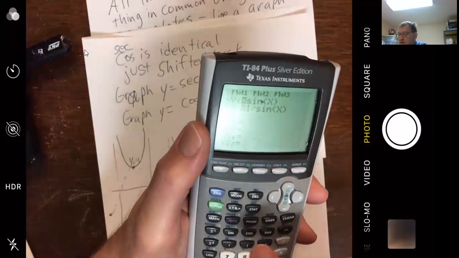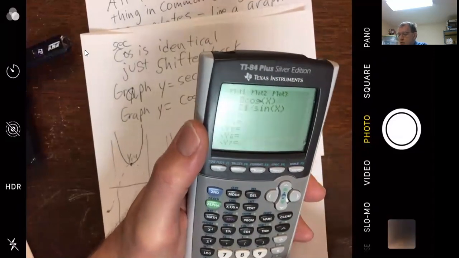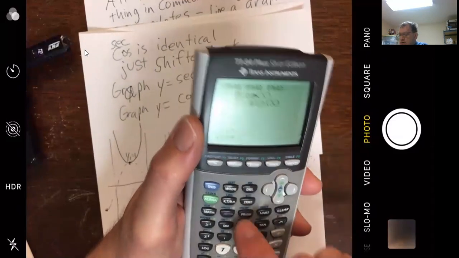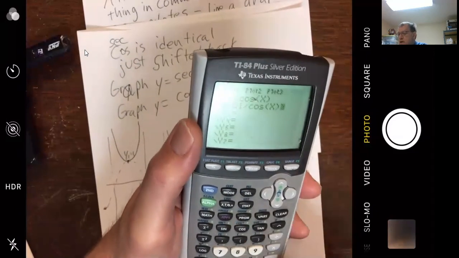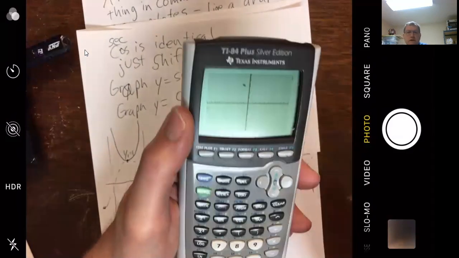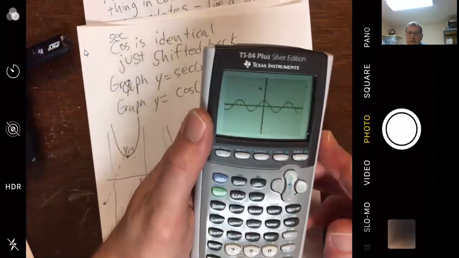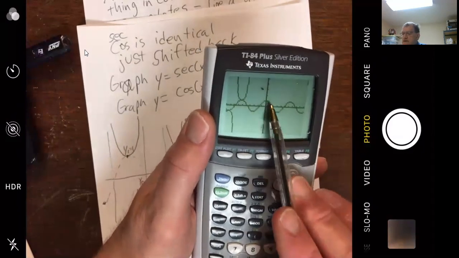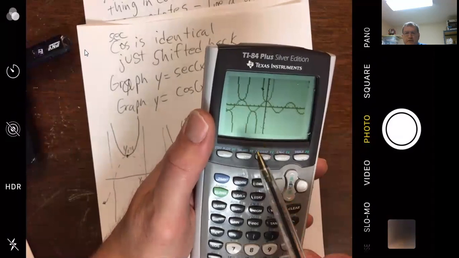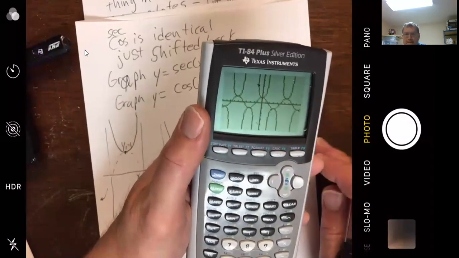So I would graph cosine x and 1 divided by cosine x. And you can use the same windows. So there's, yeah, see, cosine centered at the y-axis. Remember, it's even. Get the same number out, and then the humps are flipping, you can see the humps flip up and down.